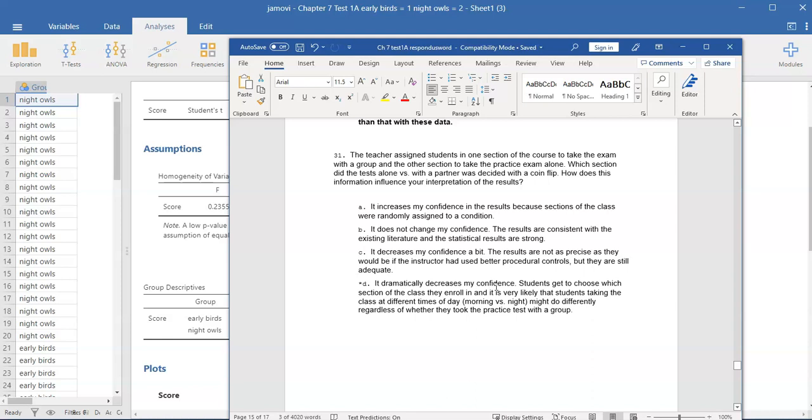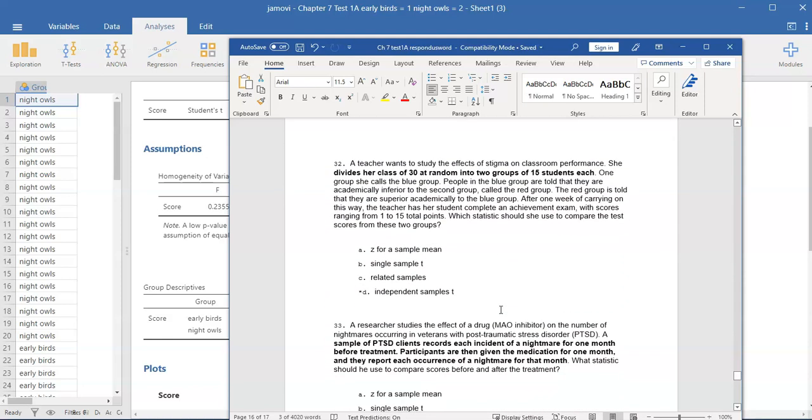Okay, in this one, they didn't randomly assign to condition. The researcher who did this didn't randomly assign, and that's going to dramatically decrease your confidence. Random assignment is very important. If you don't have that, you might not have initial equivalence. So this is a methodological concern. And so D is your right answer here.